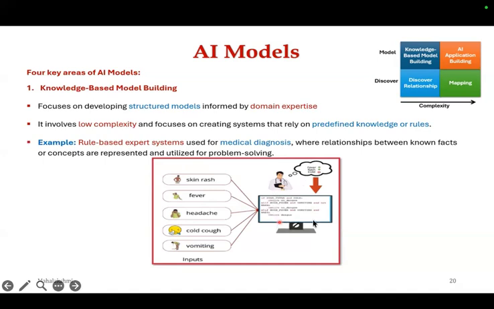The example is portrayed in the diagram here. For doctor medical report analysis, you can create an AI agent with certain prompts with respect to the various parameters. The model has been trained, for example, on skin rash, fever, headache, cold, cough, vomiting. With respect to these inputs, the model suggests to the doctor that these kinds of diseases are possible. This kind of agent is called a knowledge-based agent, where based on the knowledge of these parameters, it is discovering the disease probability and giving an output. This is called knowledge-based model building.